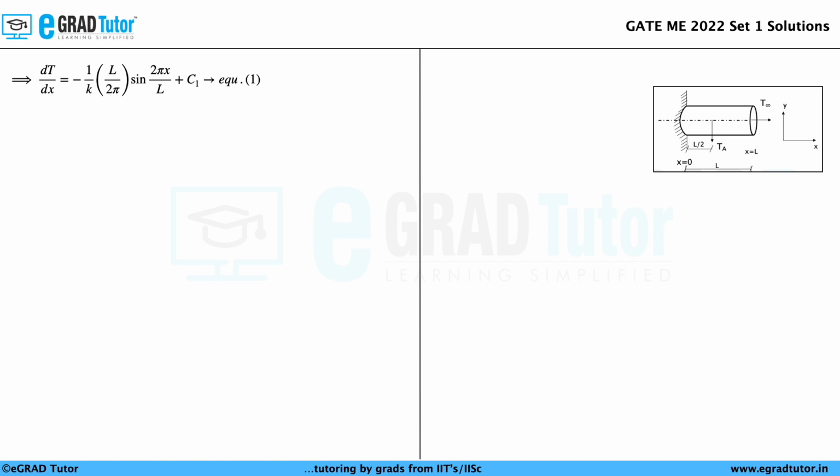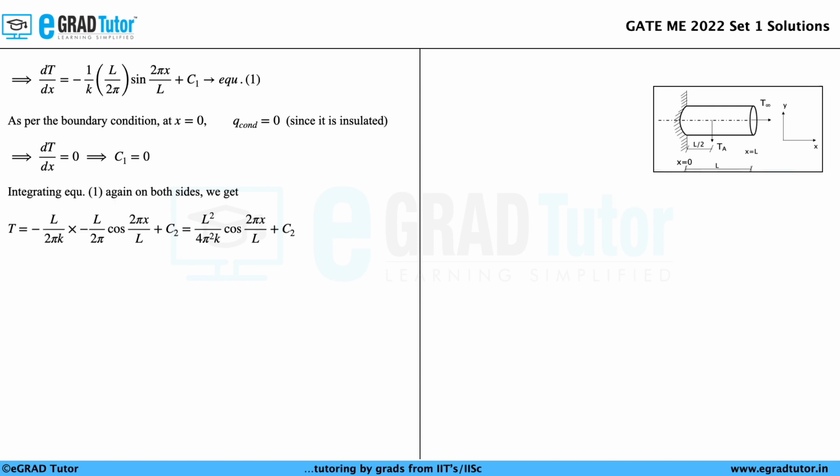As per the given boundary condition at x equal to 0, heat transfer due to conduction is equal to 0 because the end at x equal to 0 is insulated. That gives us dT by dx is equal to 0, and that gives us constant C1 to be 0. Now, integrating equation number 1 again on both sides, we get temperature T is equal to L squared by 4 pi squared k cos 2 pi x by L plus C2.